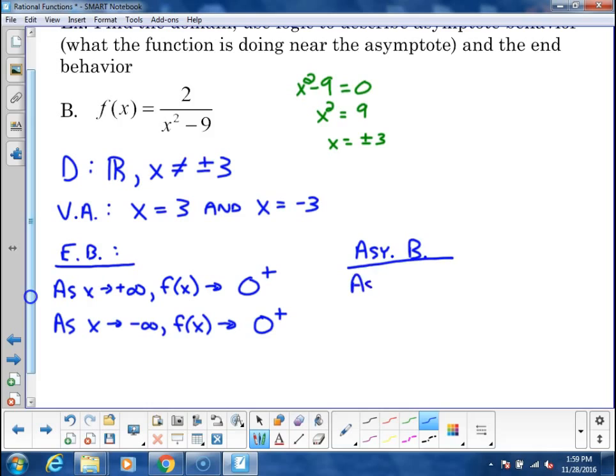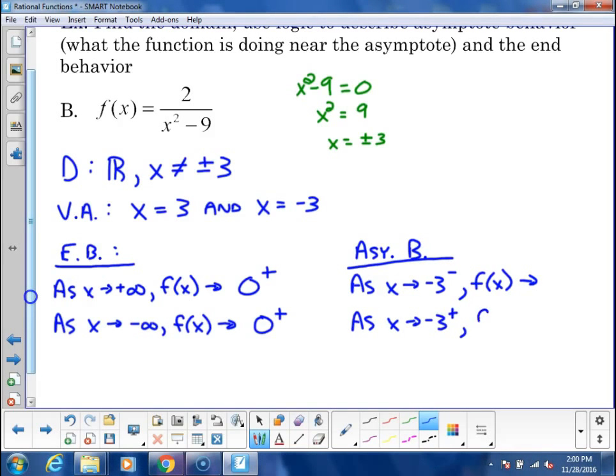So my first asymptote is, as x approaches negative 3 from the left, what does my function do? My next one is, as x approaches negative 3 from the right, what does my function do? So if I'm looking here at negative 3, and I'm coming in from the left, that would be like negative 3.1. Square it, it's going to be bigger than positive 9 because negative 3.1 is bigger in magnitude than negative 3. So that's going to give me 2 divided by a positive small number. So that's going to go to positive infinity.